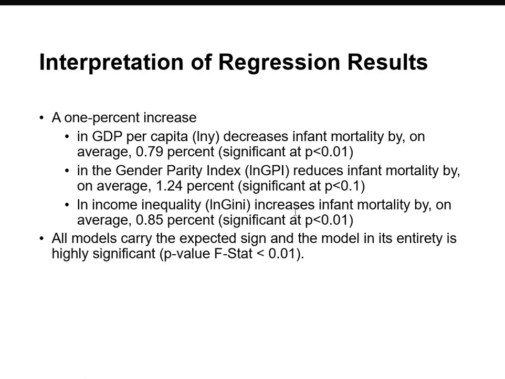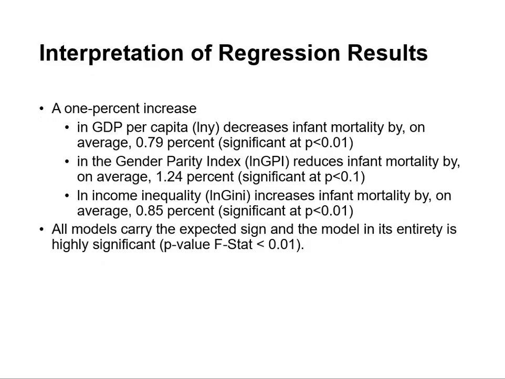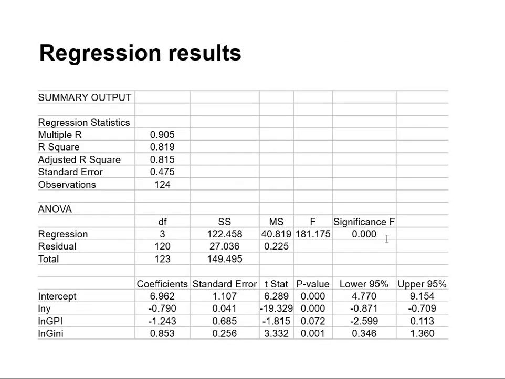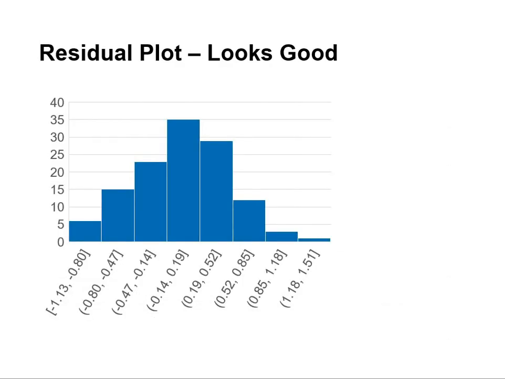So all variables carry the expected sign, and the model in its entirety is also highly significant, which of course is always the case whenever your variables are individually already significant. Then the F-test is also significant. Okay, so there's still a residual plot that we can look at for the residuals. It looks pretty normal, so that's a good sign. If that were skewed, that would be a bad sign. That would be an indicator that we may have omitted some variables. But yeah, they look pretty healthy.